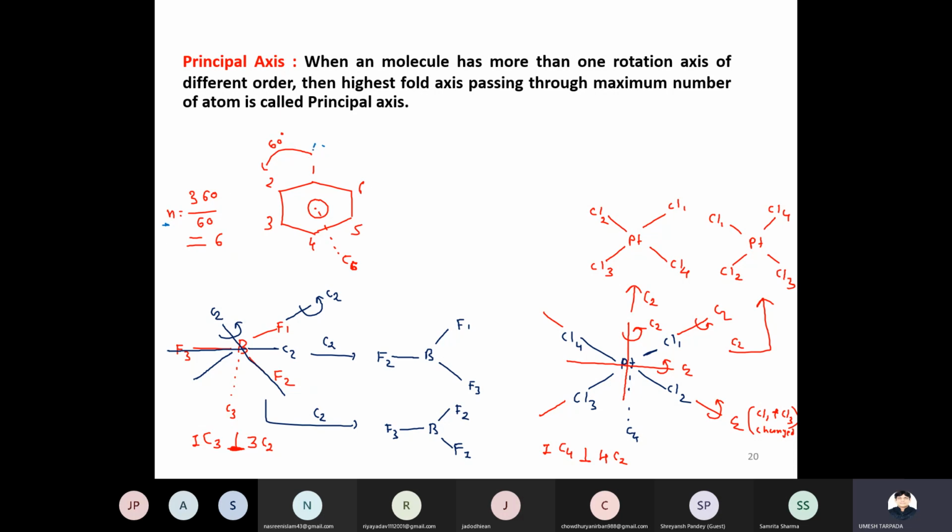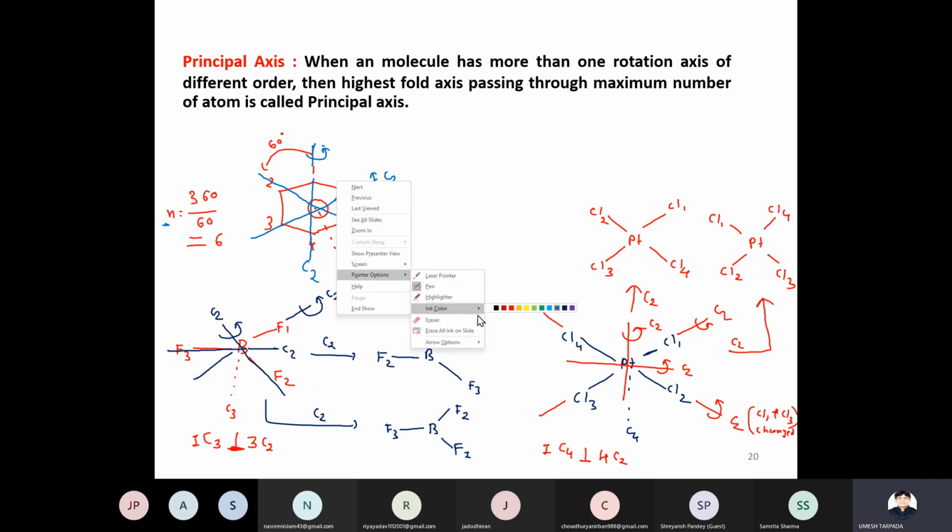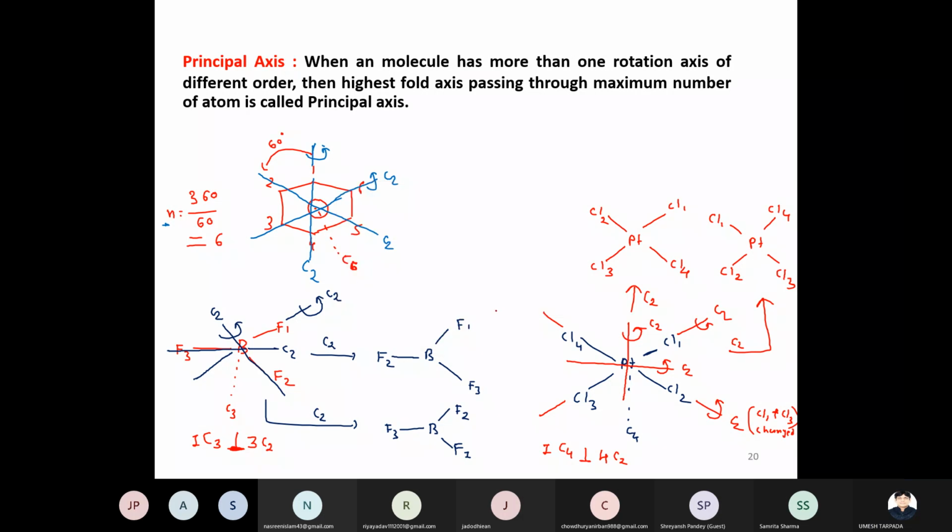Now you tell me how many C2 are there? This is one C2, passing through 1 and 4. Second C2 passing through 2 and 5. Third C2 passing through 3 and 6. Remaining 3 C2 are in between the bonds. That is, one is passing through between 1 and 6 and 3 and 4, this one, second one, and this is third one. So there are 6 C2 and 1 C6.